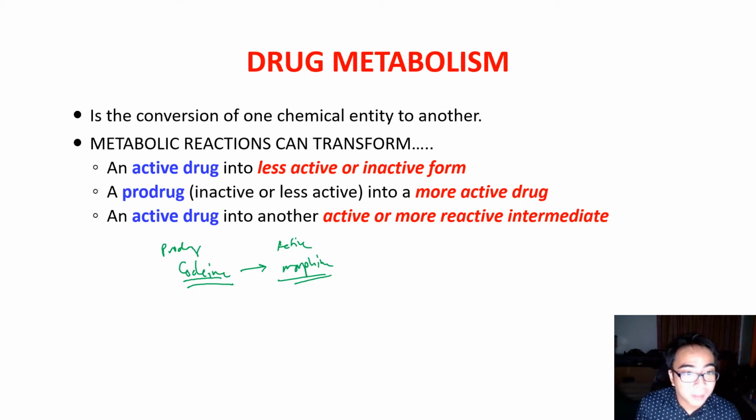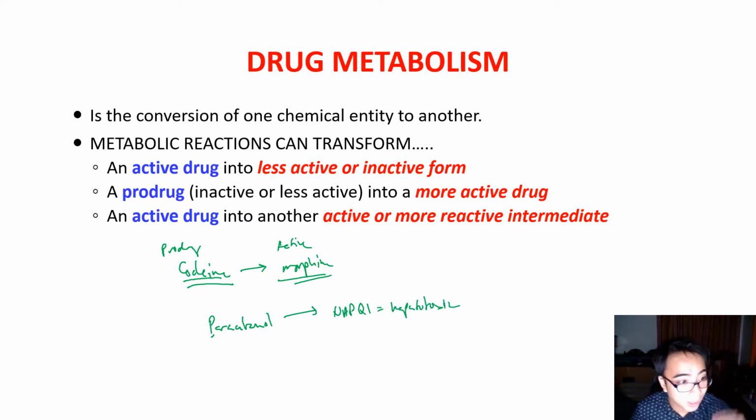Okay? And what else? The conversion of an active drug into something that's a more active or reactive intermediate. A good example of this, class, would, of course, be paracetamol. Okay, paracetamol, class, is already active on its own. However, class, it can be converted to its active toxic metabolite, which is known as NAPQI, which is hepatotoxic. So it can damage the liver. All right. So it's the conversion of an active drug to something that's more reactive, or in a sense, more toxic.